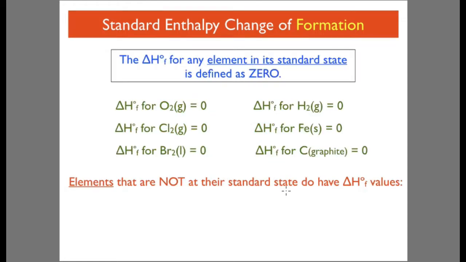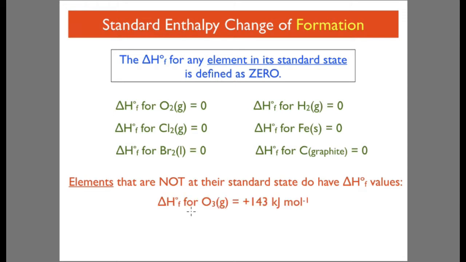The standard enthalpy change of formation for any element in its standard state is defined as 0. So the standard enthalpy change of formation for oxygen gas, or for chlorine gas, or bromine liquid, they're all 0. Okay, this is true for hydrogen gas too, or iron as a solid, or graphite. These are all 0 because the standard enthalpy change for any element in its standard state is 0. Elements that are not in their standard state do have standard enthalpy change of formation values.